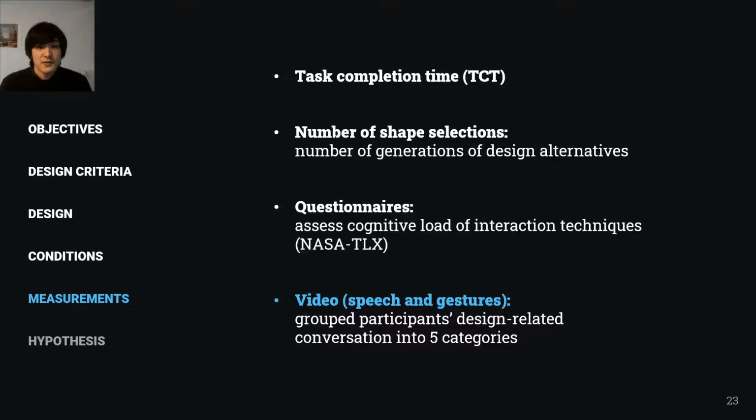We collected 4 types of data in this experiment. The first one is task completion time. The second one is the number of shape selections, which is counted when participants select or generate design alternatives. The third one is questionnaires that assess the cognitive load of interaction techniques. Lastly, we analyzed participants' conversations and gestures during the task. We grouped their behaviors into specific categories.